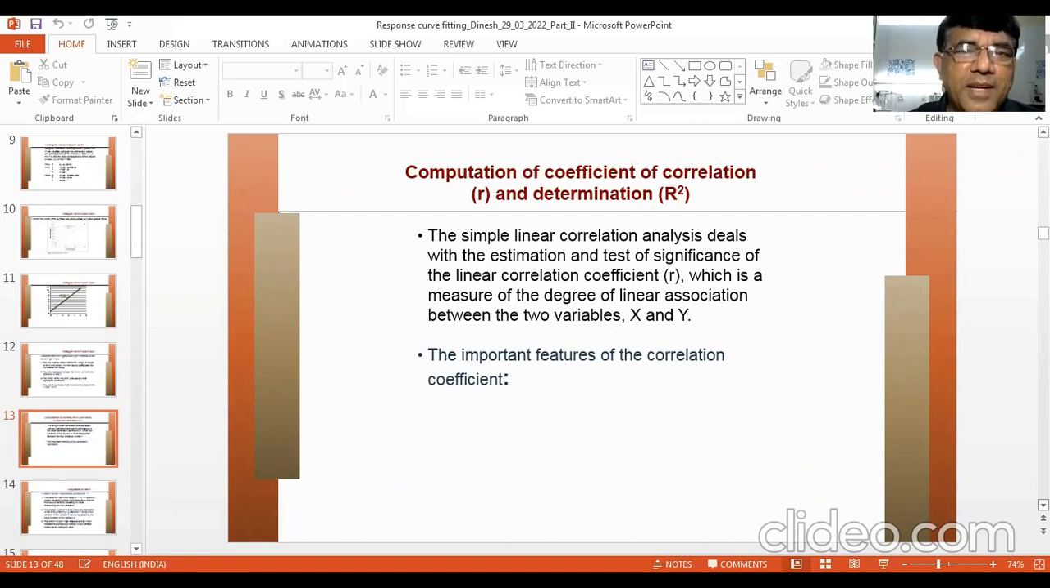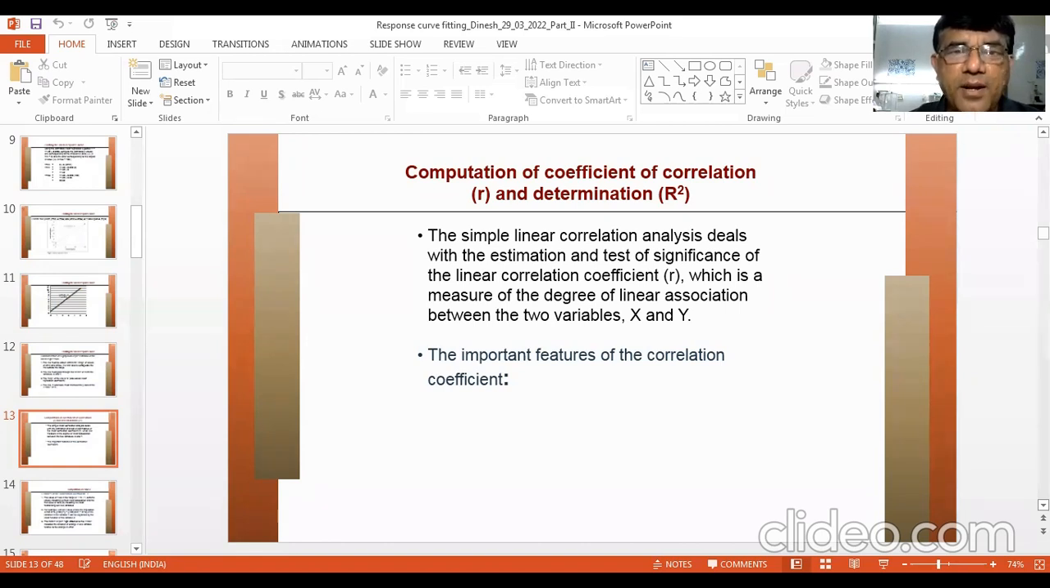It does not make a difference whether you represent it by small r or capital R; you can use both. But normally, statisticians like that if your relationship is simple linear correlation, or if the association is simple correlation and regression, then you use a small r.